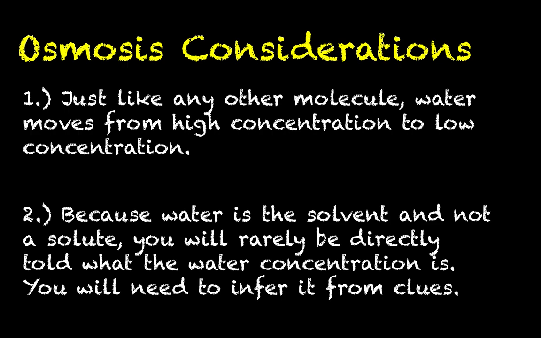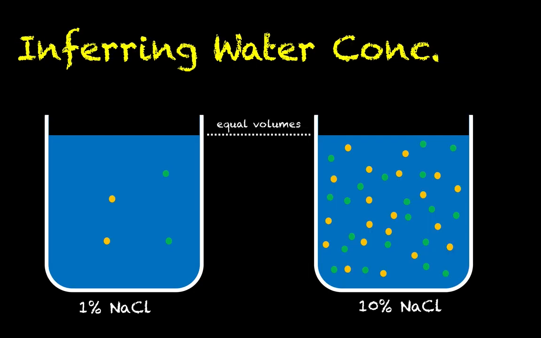In the case of the solutes that we talked about in the previous video on passive transport, determining which direction that molecule would want to move based on the concentration gradient was easy to determine because we were directly told what those relative concentrations were on either side of the membrane. What we're saying here is that because water is the solvent, we're not necessarily going to be directly told which side has more water or which side has less water. We are going to need to infer that information from some important clues.